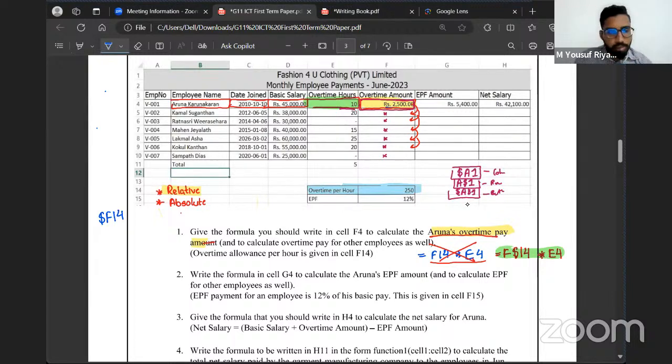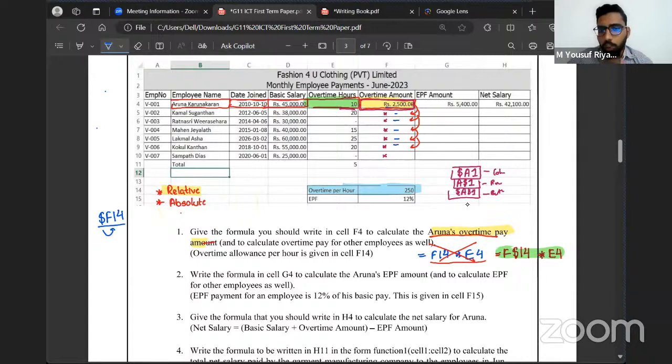Tell me, will the column be fixed or row will be fixed? Using dollar is absolute referencing, right? Exactly, yes. So if you have $F14, it will keep the F fixed. When I'm going downwards in the same column, obviously F is not going to change. Here also it is going to be F, all in the same column.